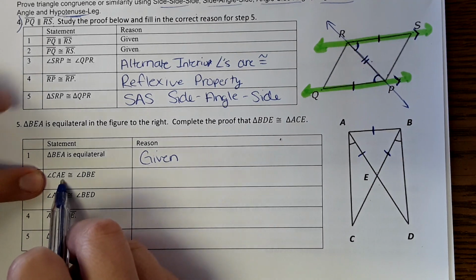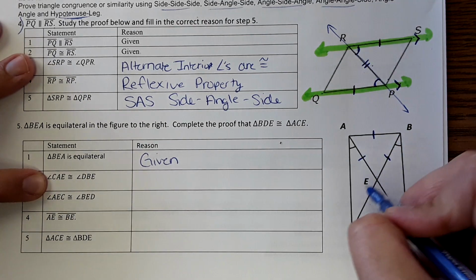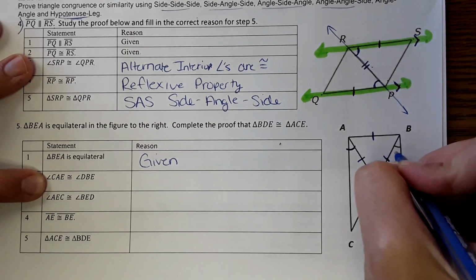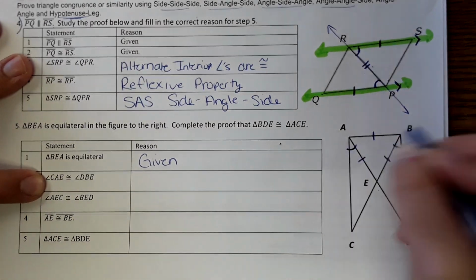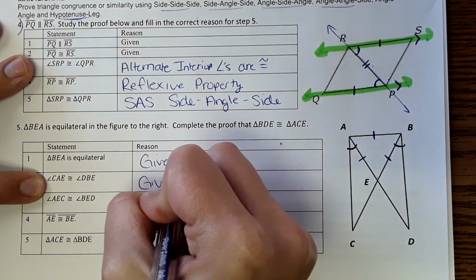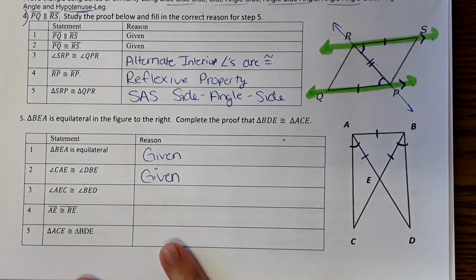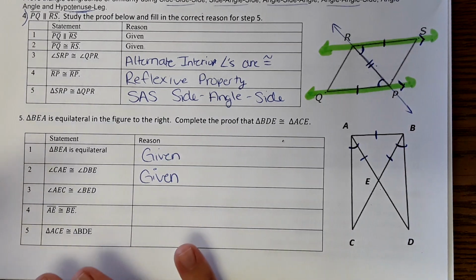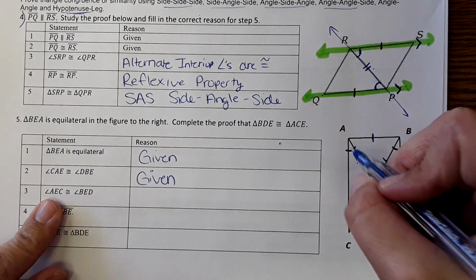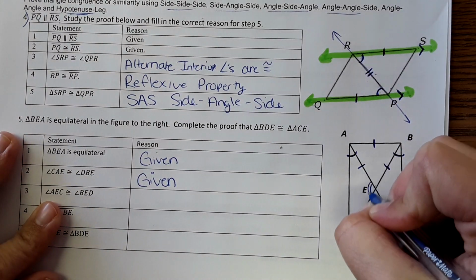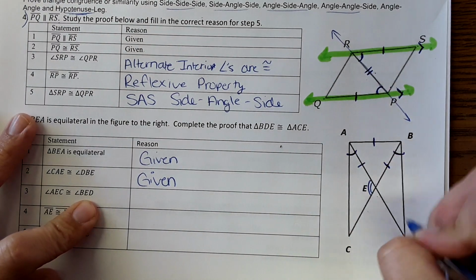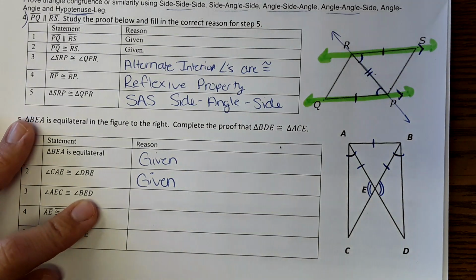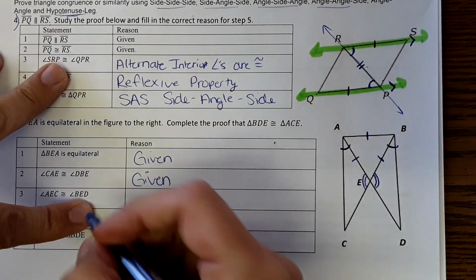Then it says that angle CAE is congruent to this one. So CAE, they actually already have this labeled, DBE. So since they already have it labeled, that is also a given. Then another set of congruent angles, AEC. So this angle is congruent to BED. And the reason those are congruent is because of vertical angle theorem.